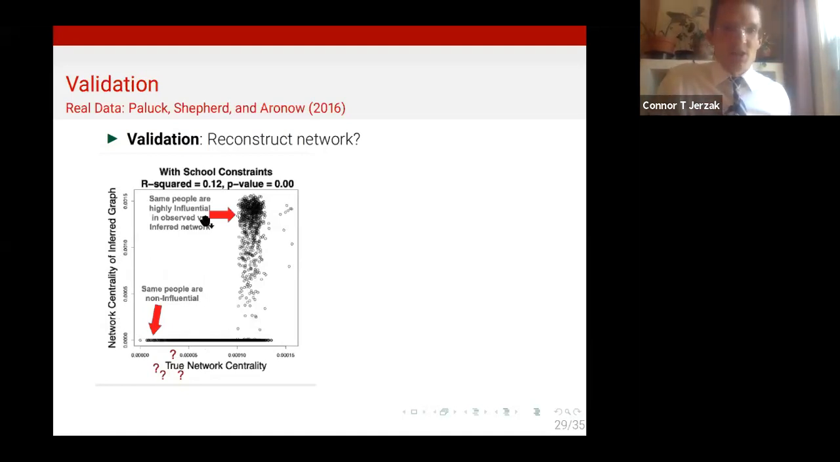And in both approaches, we see that the same people are highly influential in the observed versus in the inferred network. And the same people are also non-influential. The main difference between the two is that for people who have a middling degree of centrality in the observed network, using the inferred approach, we find that they have not as much influence or not as much centrality. That's the difference, but the similarity is that the two approaches give us a similar sense for the people who are influential and the people who are non-influential.